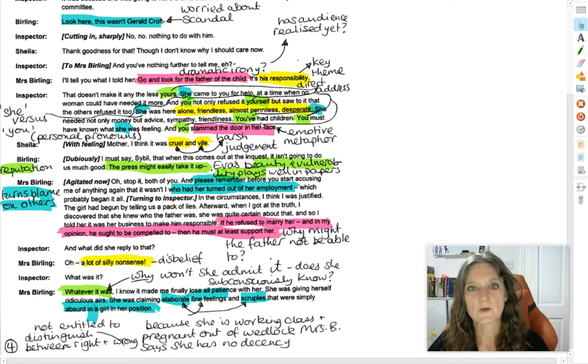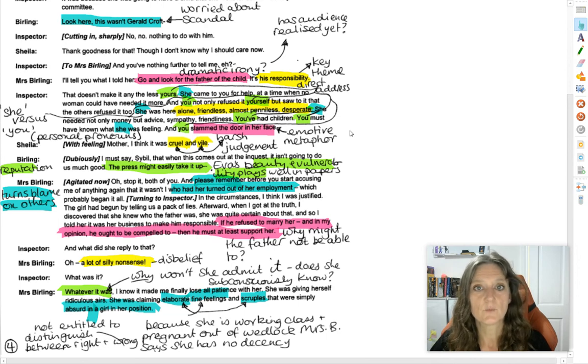Imagine if you'd have been pregnant with Sheila. We've got that dark mirror thing going on again. How would you feel if you'd have been pregnant with Sheila and you had no money and no man to look after you and no family around you to help you out and give you advice? So he's really turning it back onto Mrs Birling. And then he ends with, well, it could be a metaphor, but it could be reality. Actually, you slammed the door in her face.